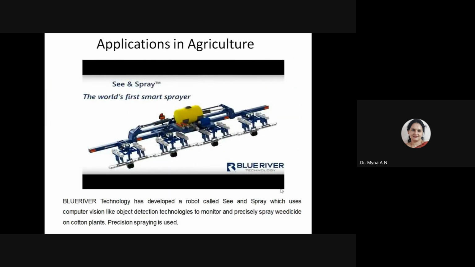Another application is called See and Spray. Blue River Technology has developed this robot, which uses computer vision, like object detection technologies, to monitor and precisely spray weedicide on cotton plants. Precision spraying is used, so the pesticide is only sprayed at places where the actual defect is, and not on the healthy leaves.